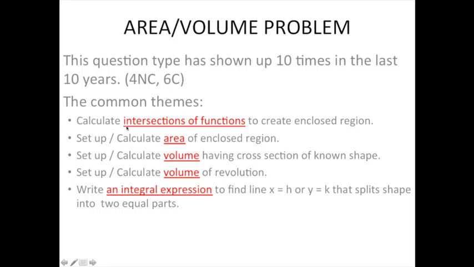As part of this problem, you'll be expected to calculate intersections of functions, so setting the two functions equal to each other and solving for the x values where they intersect. Set up or calculate the area of an enclosed region. Then, between those two endpoints, set up and calculate a volume having a known cross-section like a right isosceles triangle, a semicircle, a square, a rectangle, something like that. Set up and calculate a volume of revolution.